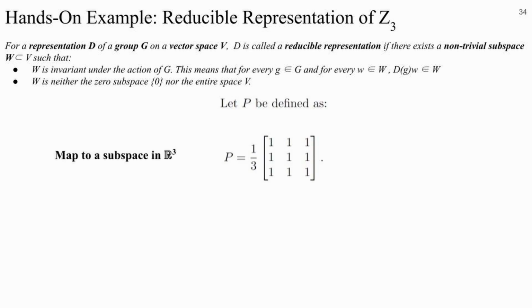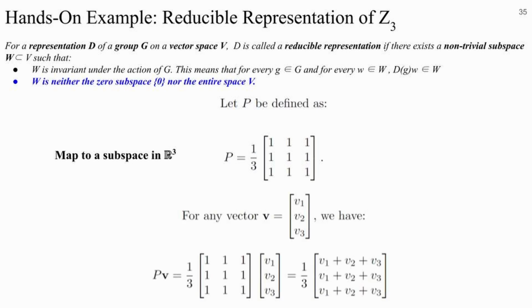So to start finding a reducible representation of Z3, we're going to define a projection matrix P, which is just a 3x3 matrix in R3 that has all entries equal to 1 and a normalization factor of 1/3 on the outside, which will come in handy later. We see that applying the projection matrix onto an arbitrary column vector in R3 gives us an outputted column vector whose entries are each the sum of the original entries of the original vector. If you were to apply the projection matrix again onto this column vector, you'd just get the same vector over and over again. This property is actually called idempotence.